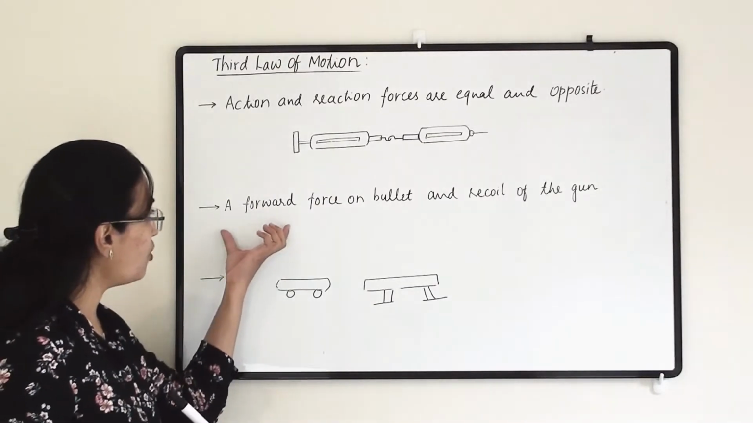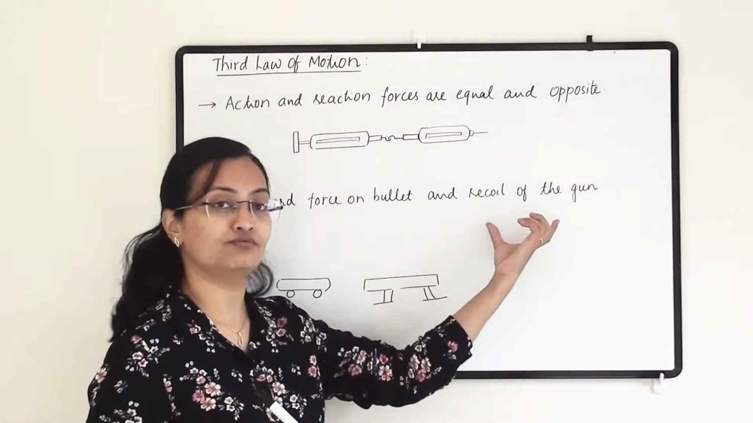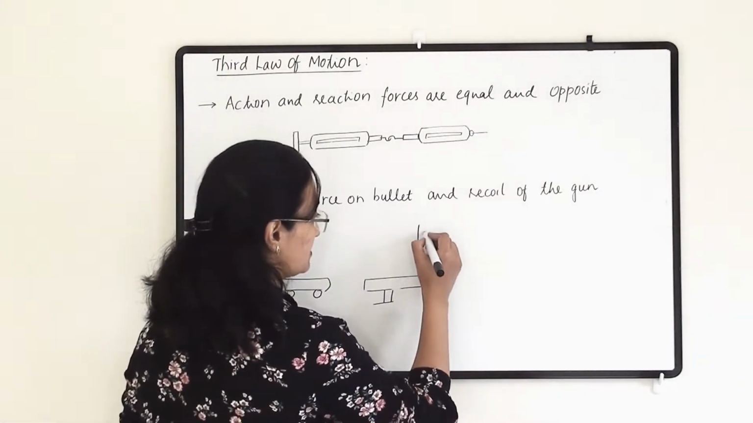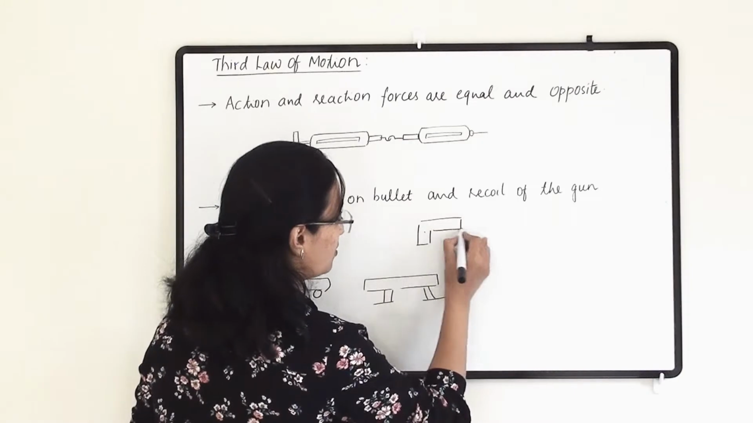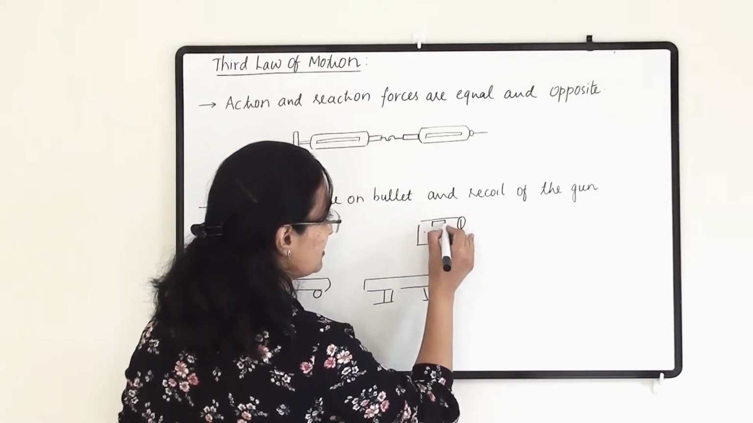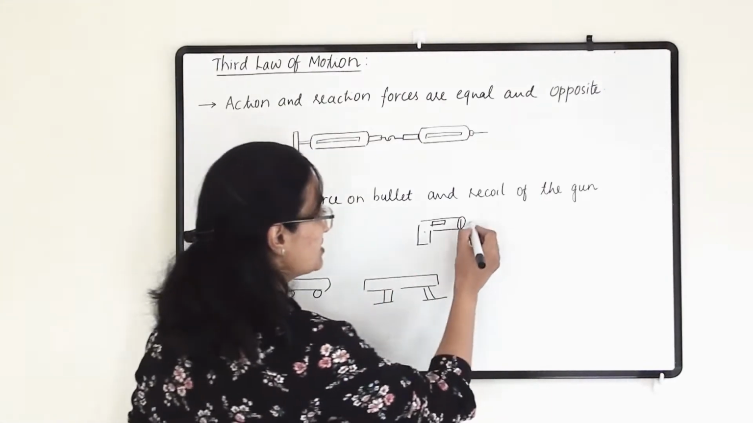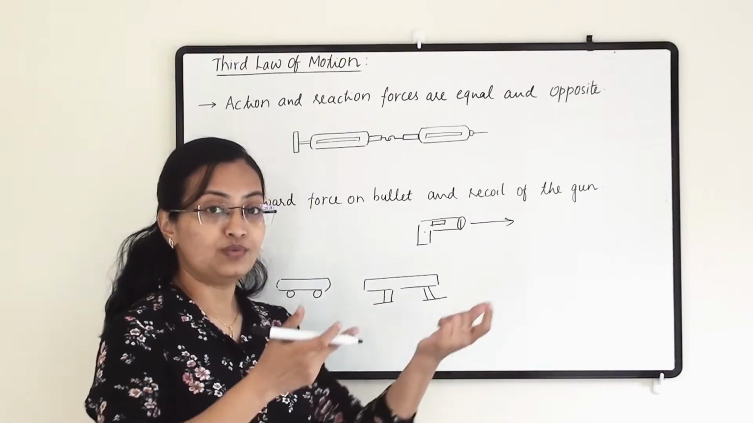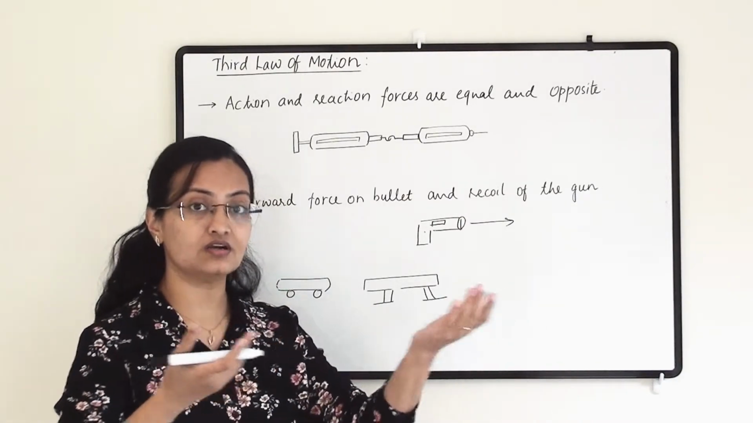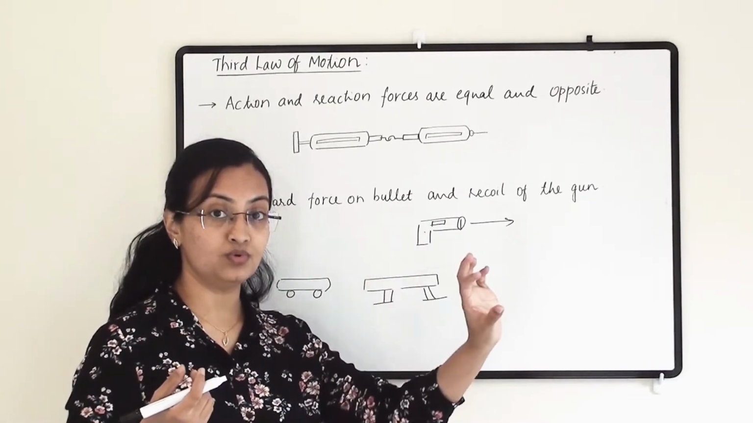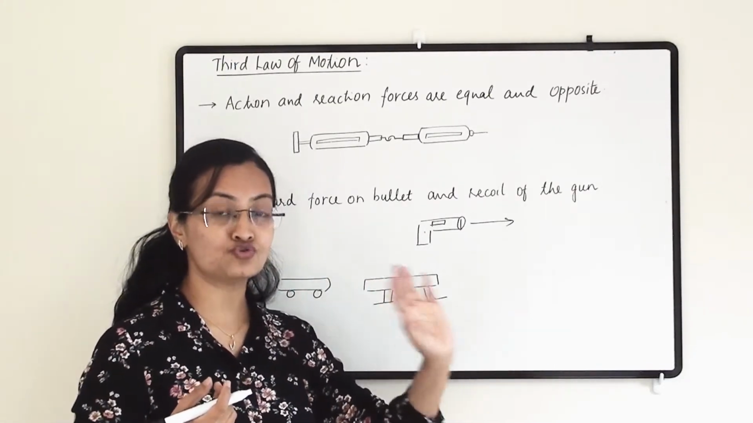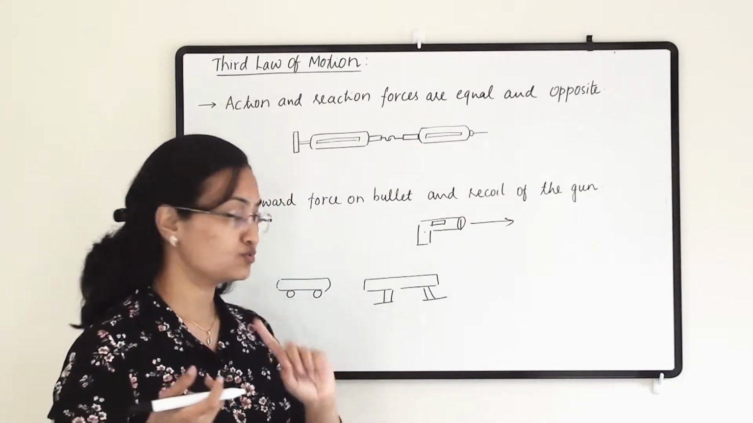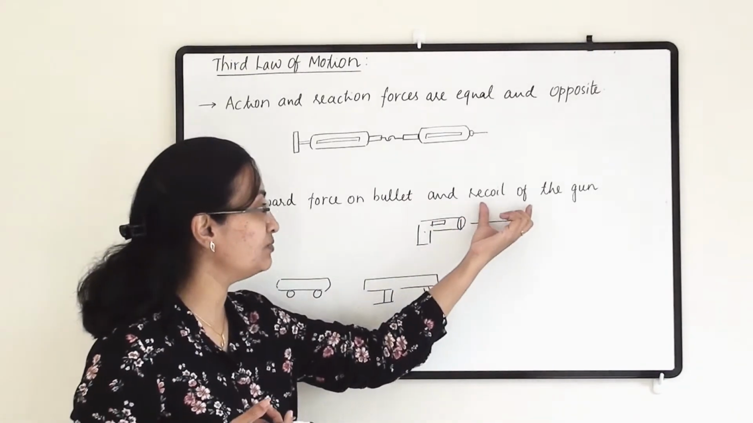Then second, a forward force on the bullet and the recoil of the gun. We need to understand that when there is a pistol like this, or a gun, we fire a bullet from here. When we fire a bullet from a gun or a rifle, it comes back. That jerk comes back. With whatever force the bullet goes into the air, with that much force the rifle or the pistol will come back.